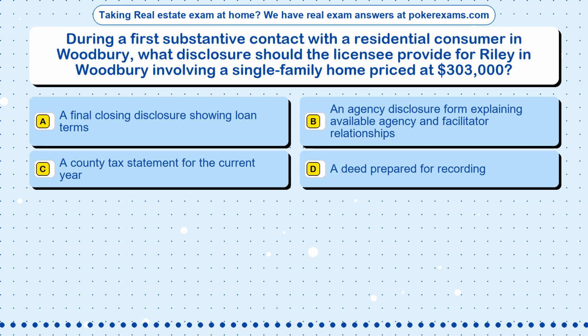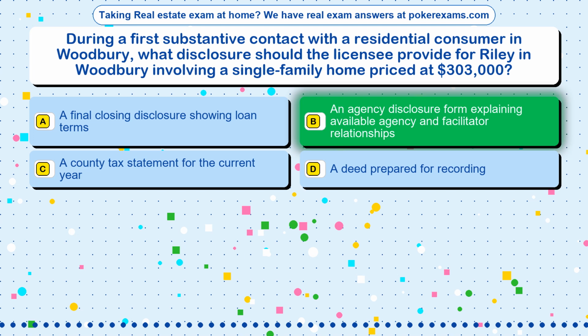Question 86. During a first substantive contact with a residential consumer in Woodbury, what disclosure should the licensee provide for Riley in Woodbury involving a single-family home priced at $303,000? Option A. A final closing disclosure showing loan terms. Option B. An agency disclosure form explaining available agency and facilitator relationships. Option C. A county tax statement for the current year. Option D. A deed prepared for recording.